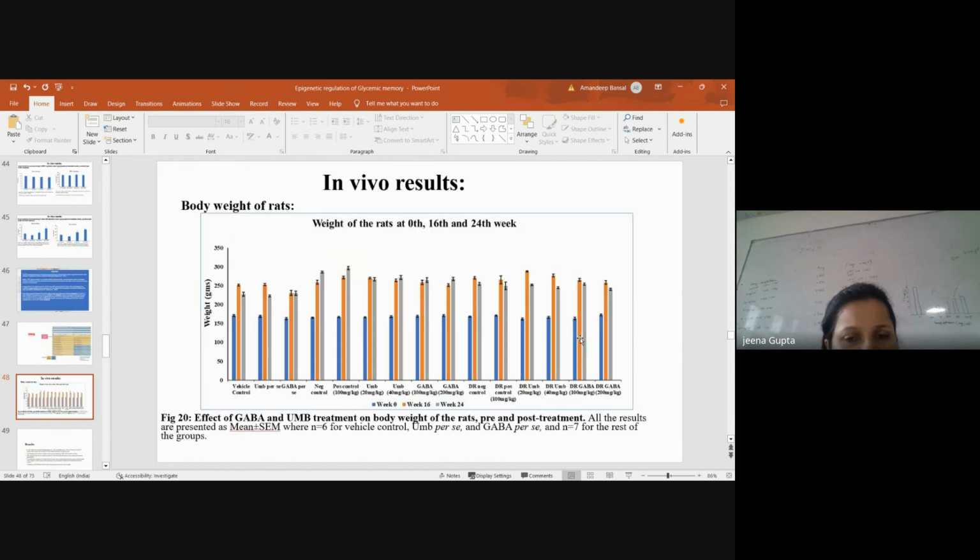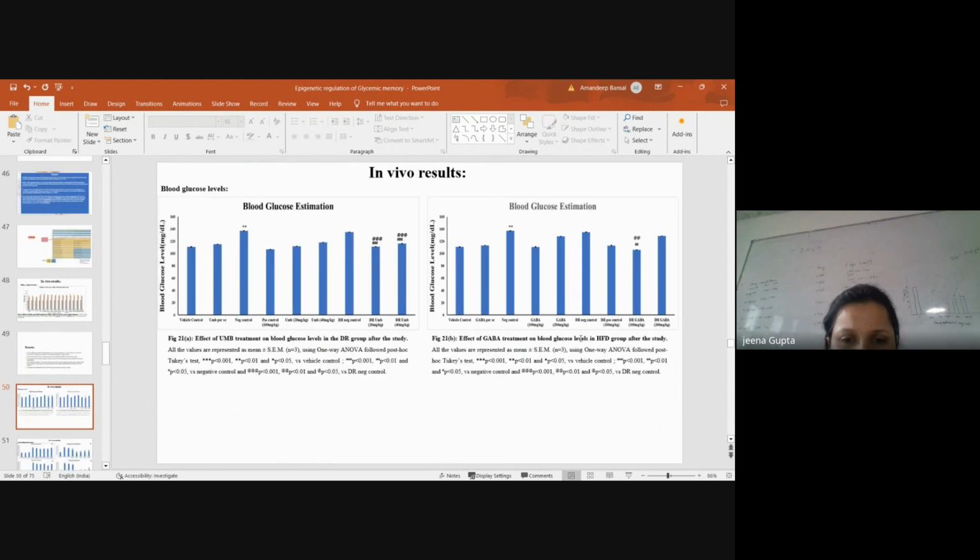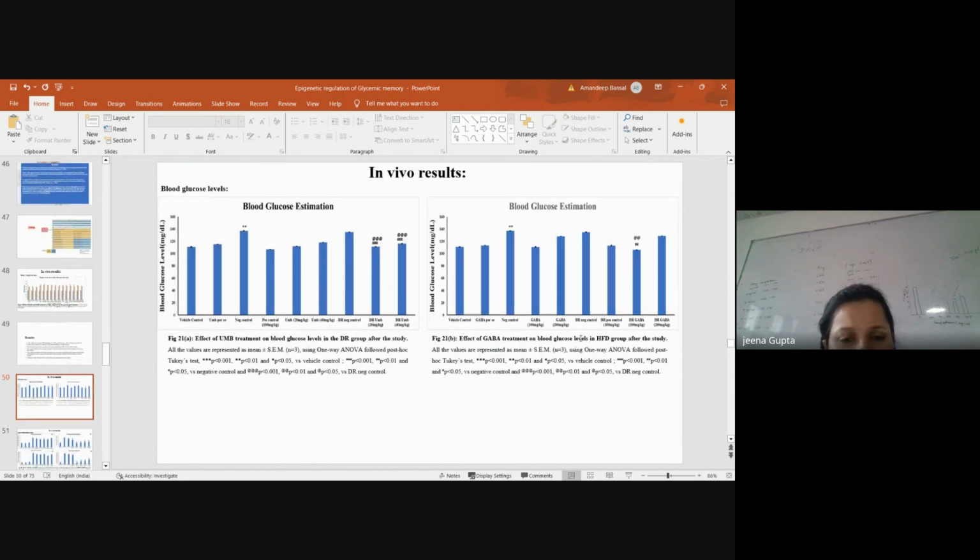We observe that there is no significant change in the body weight of rats after treatment or after diet reversal, but the blood glucose level shows significant changes. We observe that in diabetic rats, the blood glucose level increases, whereas metformin decreases the blood glucose level. Diet reversal alone decreases the blood glucose level, but the treatment with our compounds, ambaliferone and GABA, is basically responsible for decreasing the blood glucose level.